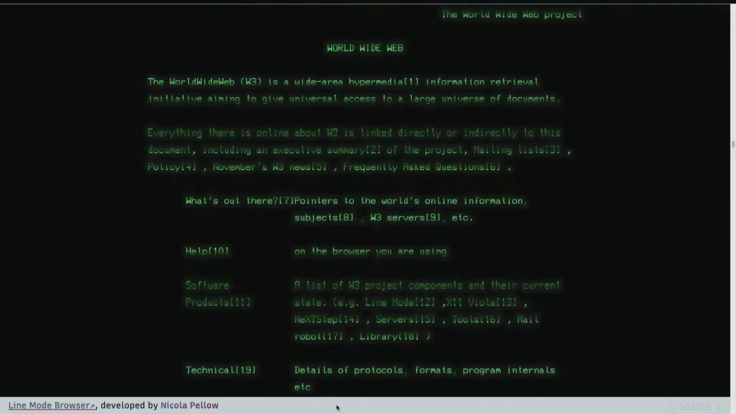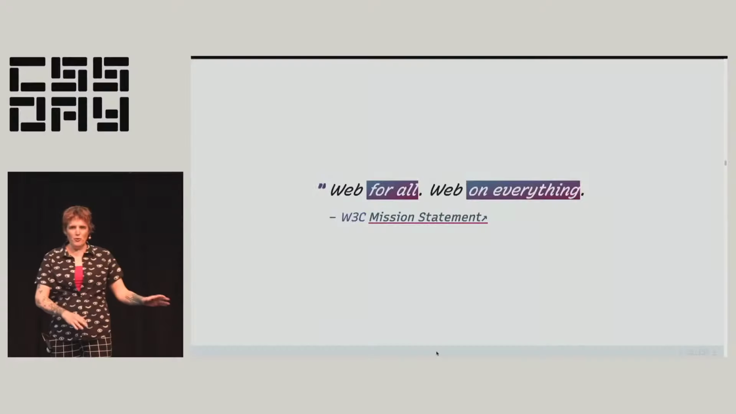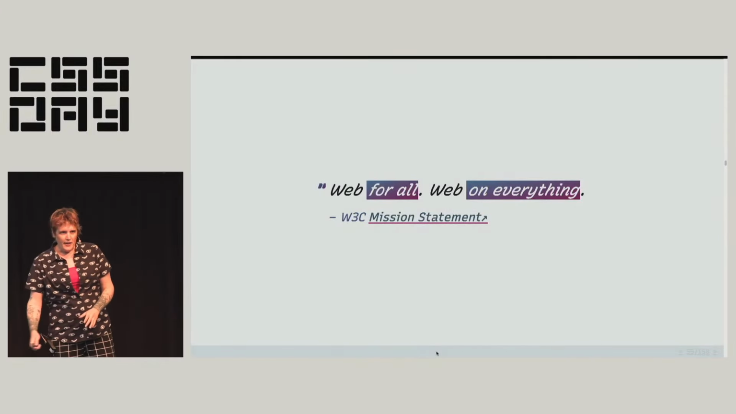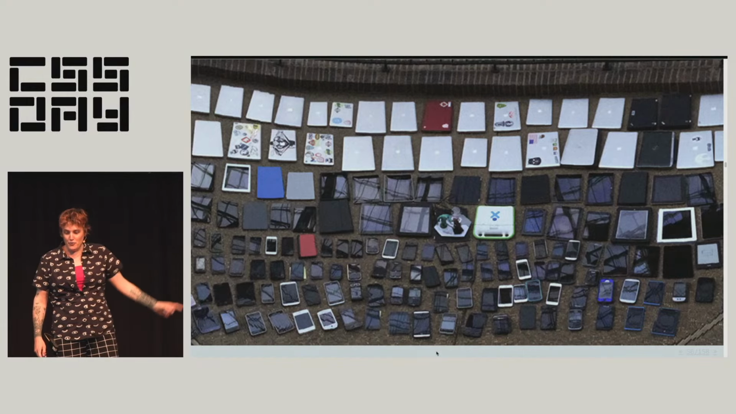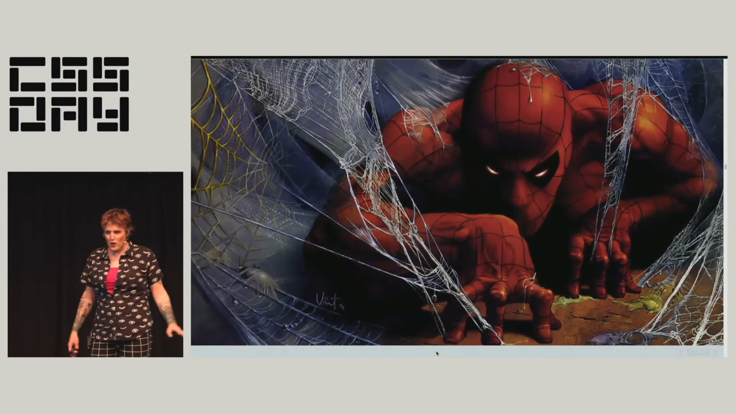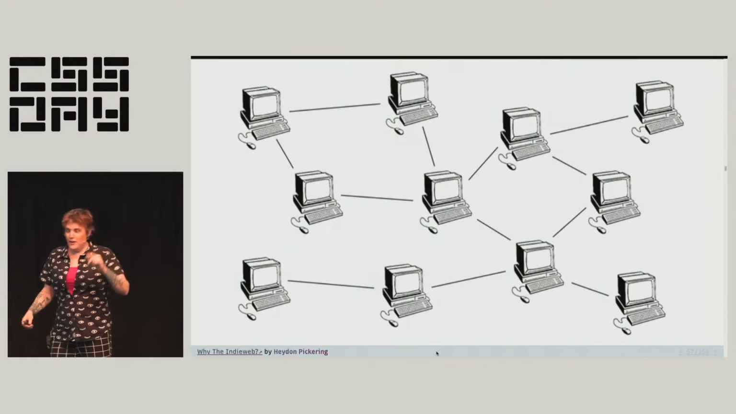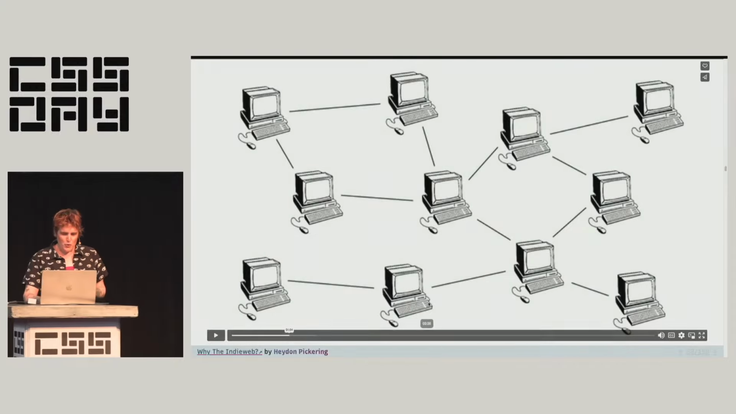You can telnet into the system. You don't even have to download the software. You telnet in and use the browser from CERN's machines, all through the keyboard, no graphic interface. And this becomes the mission statement of the web. Web for all, web on everything. And everything is a lot of things. There's a lot of stuff, and the web is just getting all over all of it. Here, I'll let Hayden tell you about it.